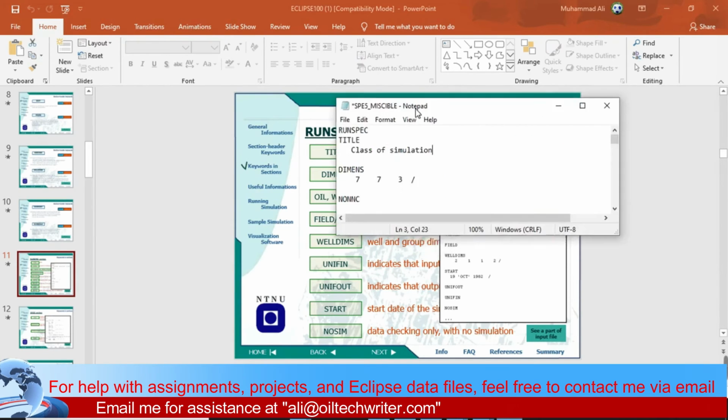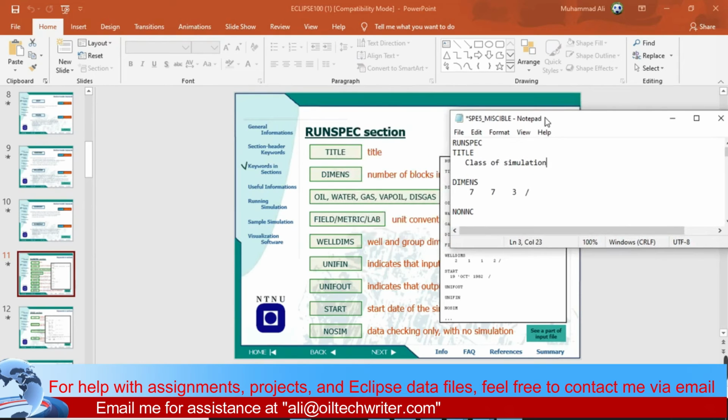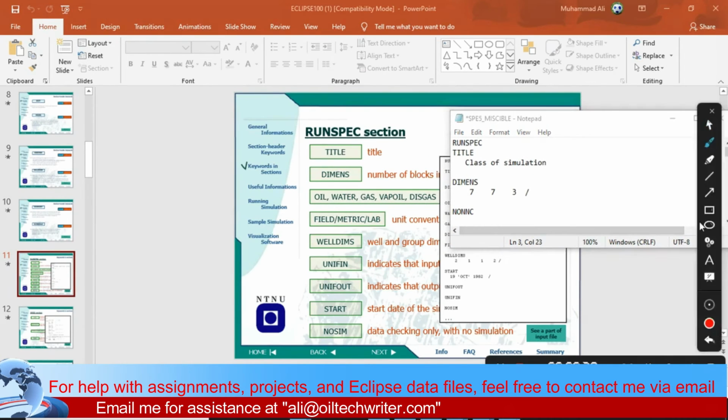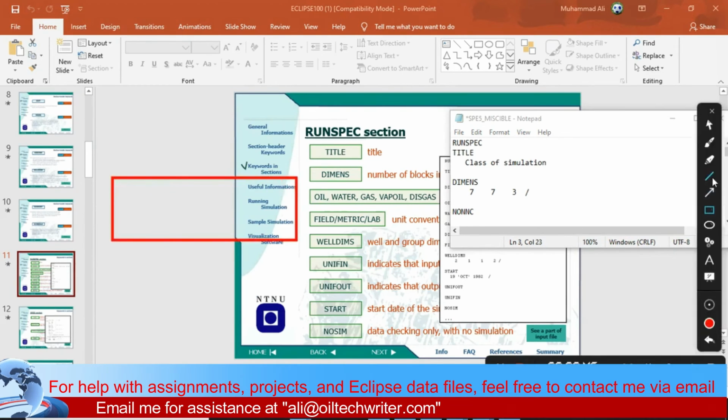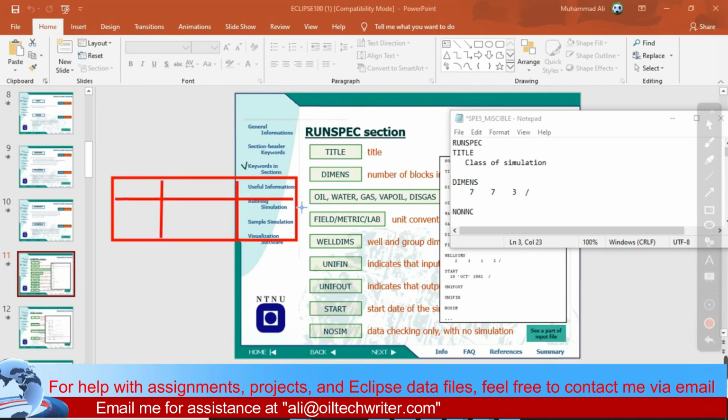Dimensions. As you remember, if we have a big reservoir like this one, we divide it into small parts. For example, we convert it into small blocks like this: 1, 2, 3, 4, 5, 6, 7, 8, 9. So this is telling the dimensions of those grids.